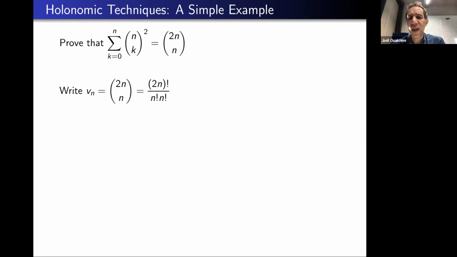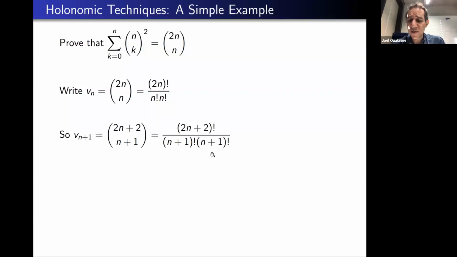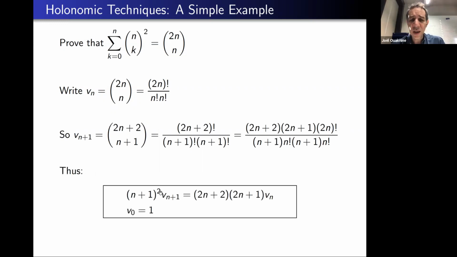So the right-hand side is v_n, so that's 2n choose n. So you have the expression there, (2n)! over (n!) squared. And v_(n+1) is this, which if I expand gives me that, which if I expand gives me this. And here you can see you've got the (2n)!, the n!, and so you have the little term v_n lurking in there. If I put everything together, I see that (n+1) squared times v_(n+1) is this expression times v_n. And I have to tell you what the initial value is. So v_0 is 1. And you can see this is a first order holonomic recurrence.